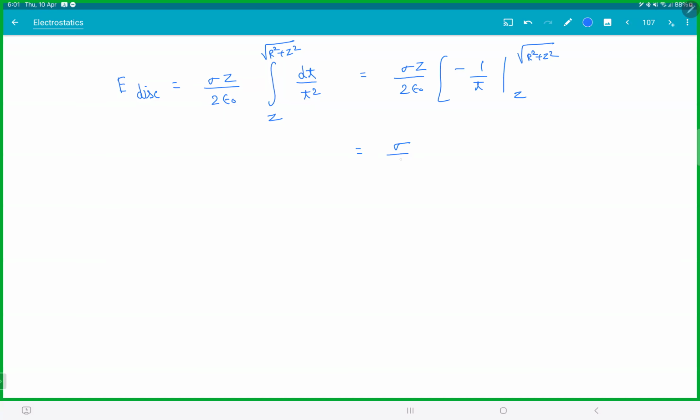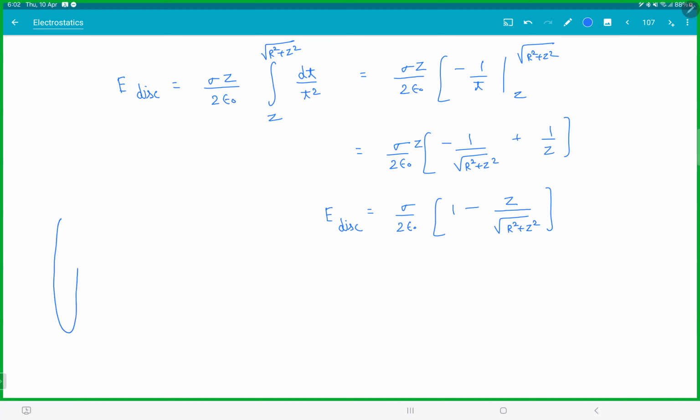Substitute here, we will get sigma by 2 epsilon, z will go inside. Okay, let's keep z here. So this will be 1 by root over r square plus z square, minus, plus 1 by z. Sigma by 2 epsilon, 1 minus z by root over r square plus z square. It looks a little difficult to remember. I'll give you a better way to remember this thing. So that this is the final result for the E of the disk. But a better way to remember is this.